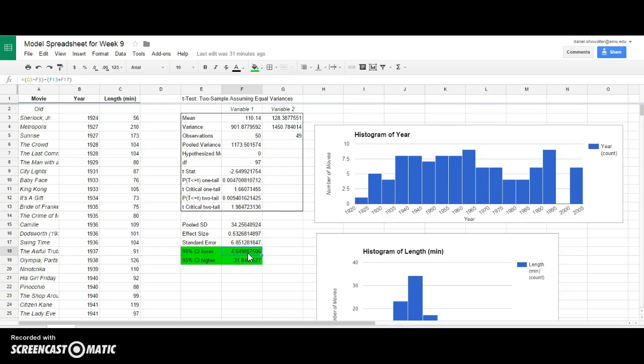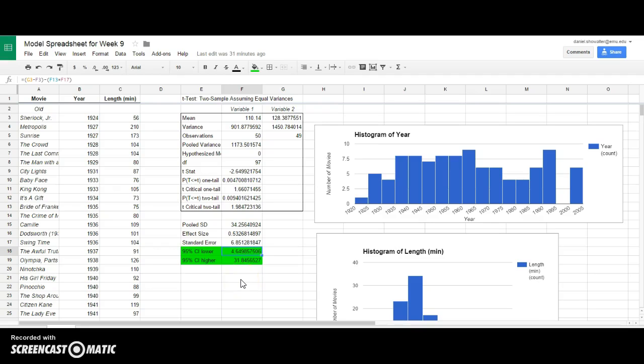So we think that the real difference in our sample was 18 minutes, right? But we know that that's just a sample, and we want to know about all movies. So what we're saying is, based on these data, the real difference between old movies and new movies is somewhere between 4 and 31 minutes, favoring the newer movies. In other words, newer movies are between 4 and 31 minutes on average longer than the older ones. We're 95% confident in that.